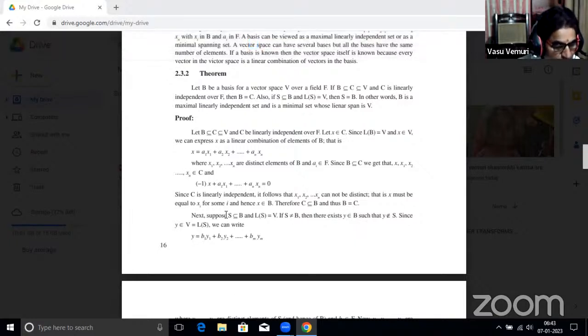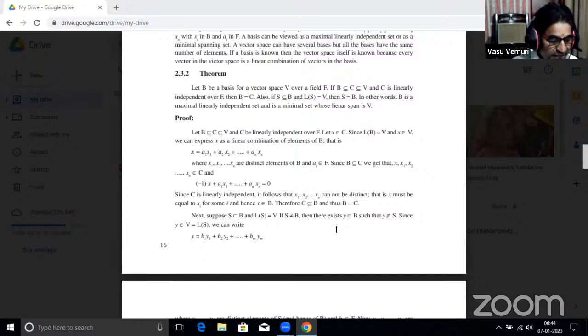Now, next, suppose S is contained in or equal to B. Automatically the linear span L of S equals B, because S contained in or equal to B means we already know that B is a basis of the space. From the definition of basis, automatically L of S equals B. That is the linear span of this part.